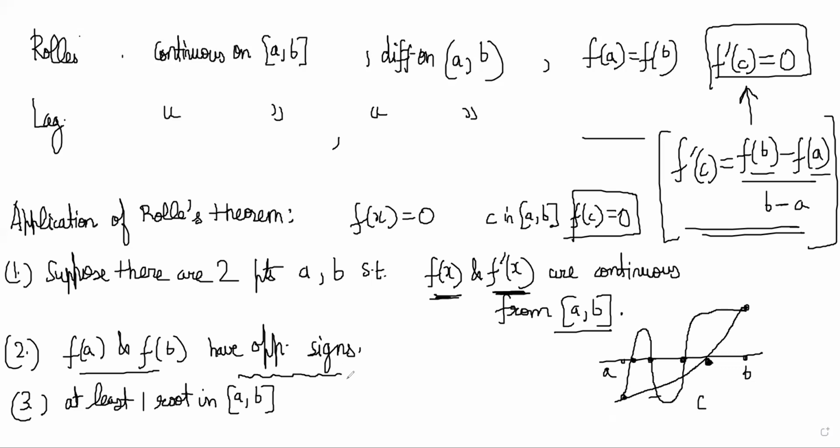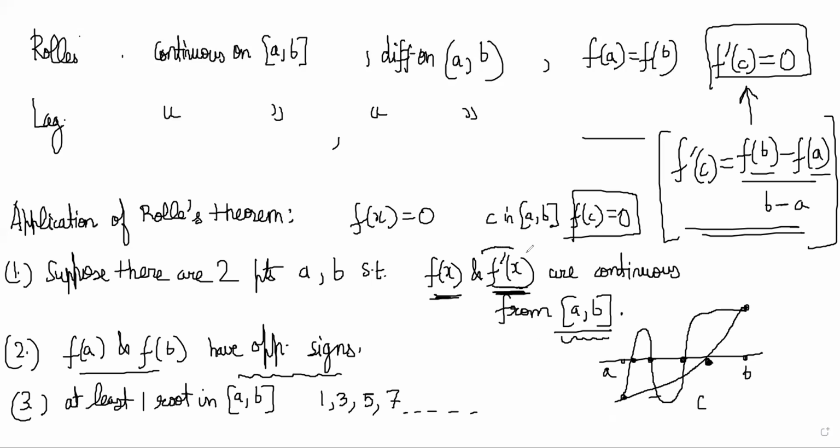So one or more than one root is possible, but actually an odd number of roots is possible, right? At least 1 or 3 or 5 or 7, like that. These many roots have to be there in A to B. And suppose somebody gave you an additional piece of information that the derivative was never 0 in the interval A to B.